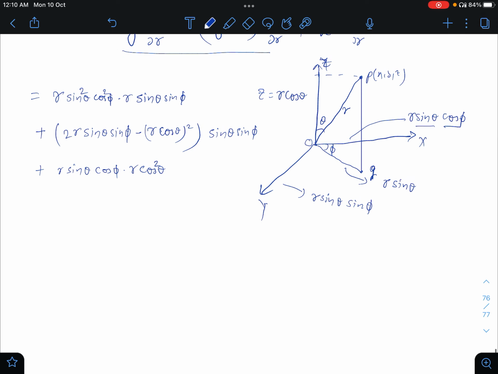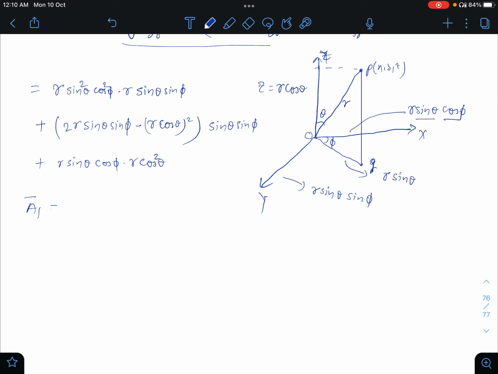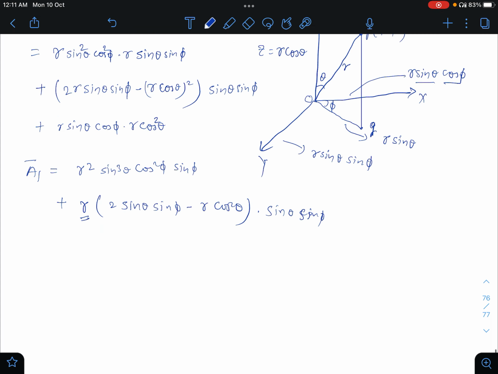So it will become cos square theta. So a1 bar is equal to r square sine cube theta cos square phi sine phi plus, taking r outside, 2 sine theta sine phi minus r cos square theta multiplied by sine theta and sine phi. Here we have taken r outside, and this will become r square sine theta cos square theta cos phi.